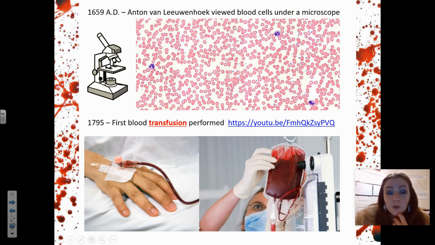So these are what our red blood cells look like, just little red circles. Human blood cells are pretty round. And then these little globs here are our white blood cells. You can already see that there's a lot fewer white blood cells than there are red.